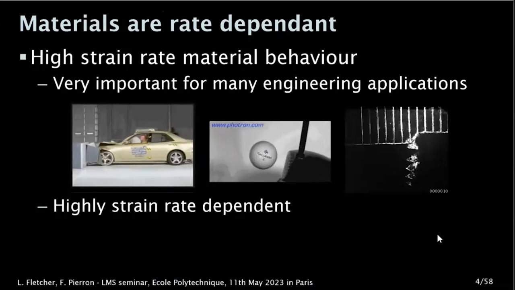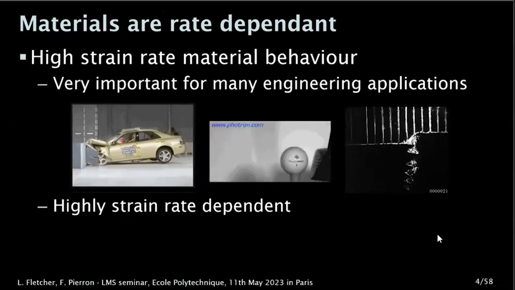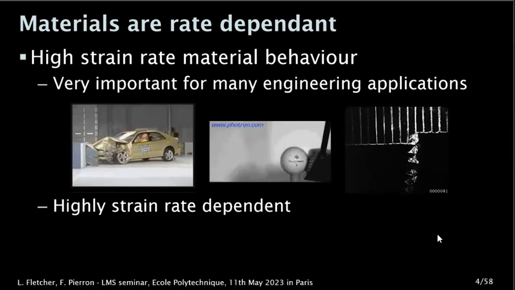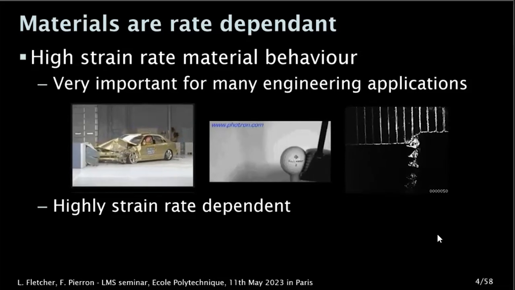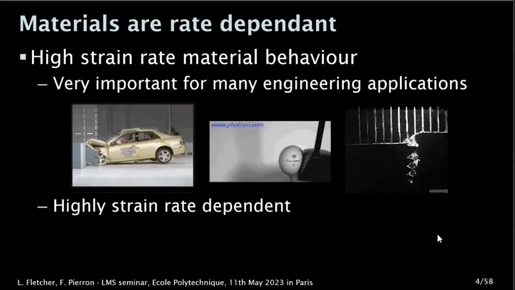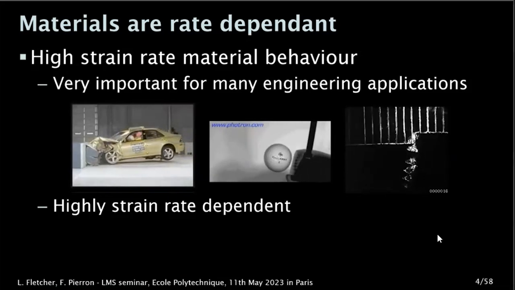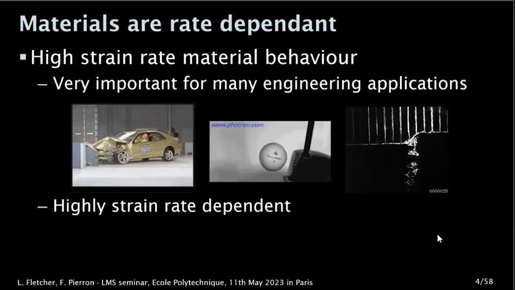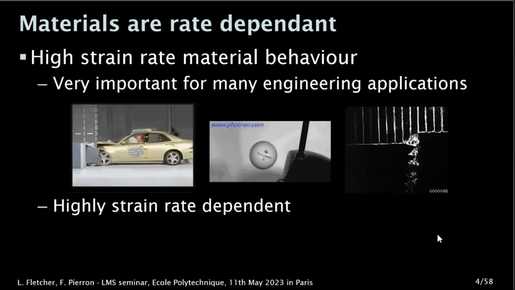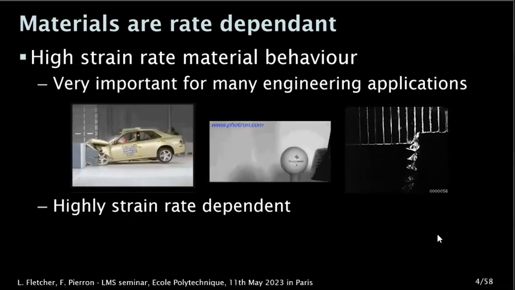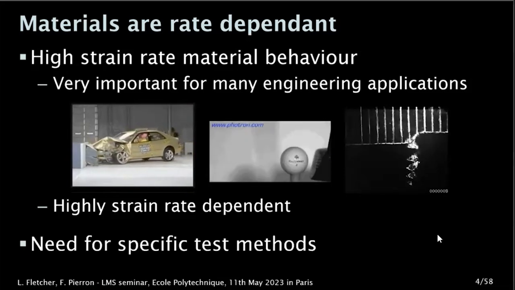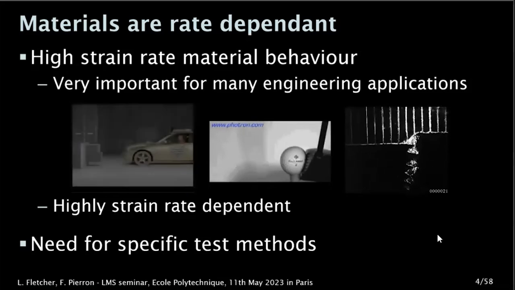So I guess you're probably all convinced that materials generally behave differently, whether they are loaded slowly or rapidly, and that's because of a number of relaxation mechanisms happening at the scale of the structure of the material. There are a few examples here of things that deform fast, from the golf ball all the way to, on the right-hand side, orthogonal cutting. Machining operations generally lead to very high localized strains and strain rates in the workpiece. And so to address that behavior, we need specific test methods.